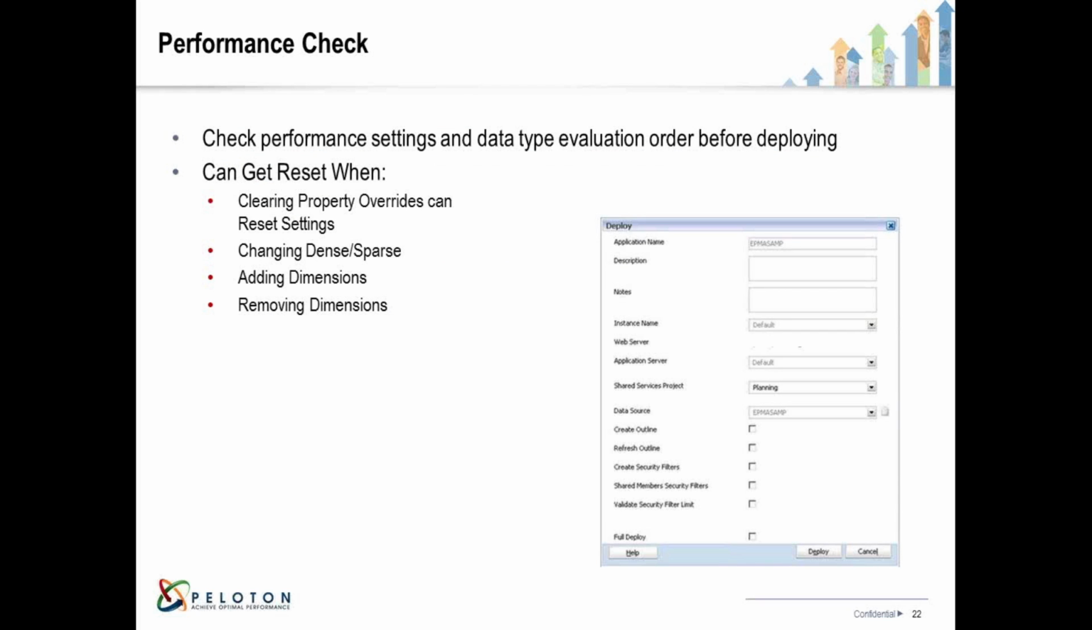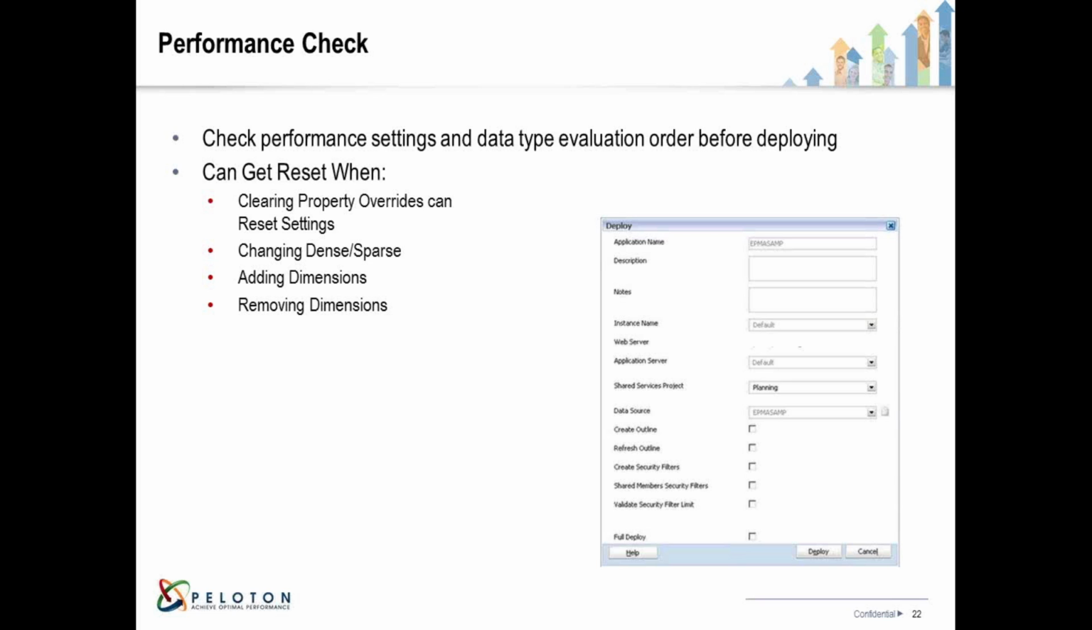In terms of performance settings, whenever you go to deploy an application, you should always check the performance settings within the application, just because sometimes they get reset if you're clearing property overrides, when you're changing some dimensions to dense or sparse, if you add dimensions to your application, and if you remove dimensions. Those performance settings will try to guess what the optimal one is, and when you go to deploy it, it'll fail and it'll tell you to check your performance settings.